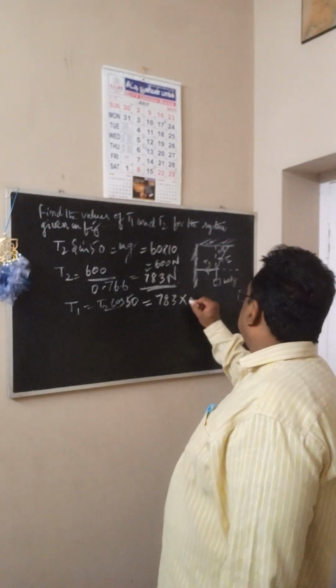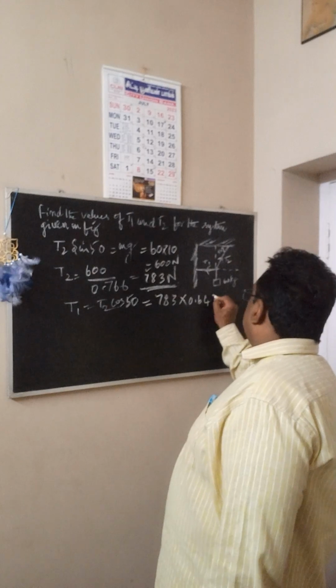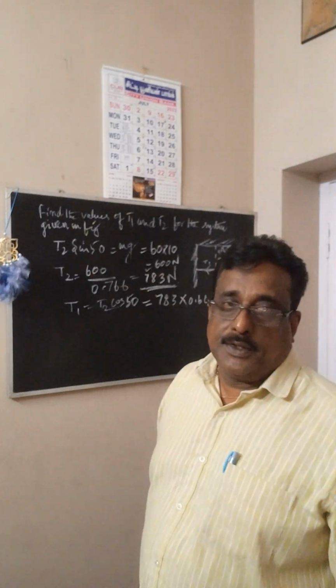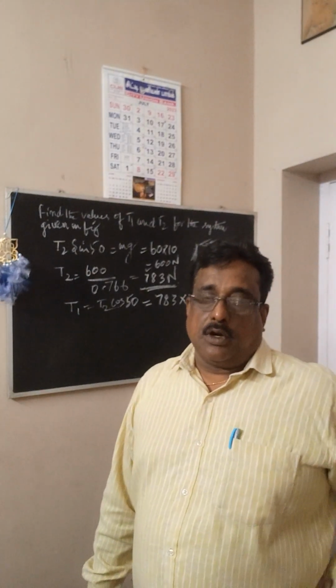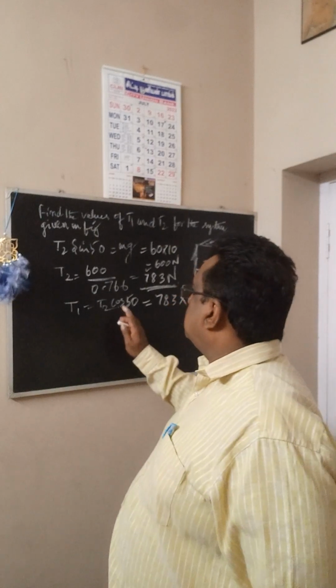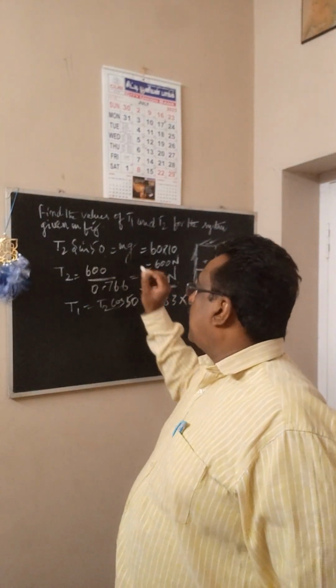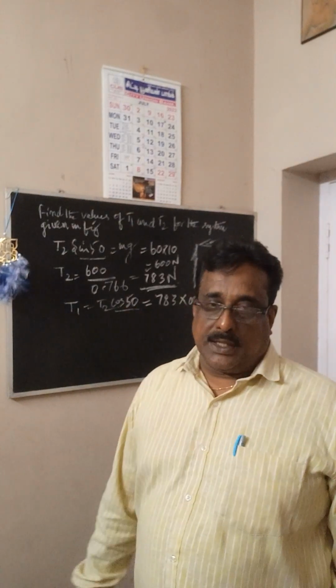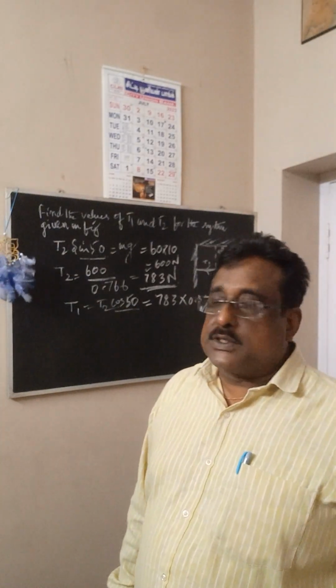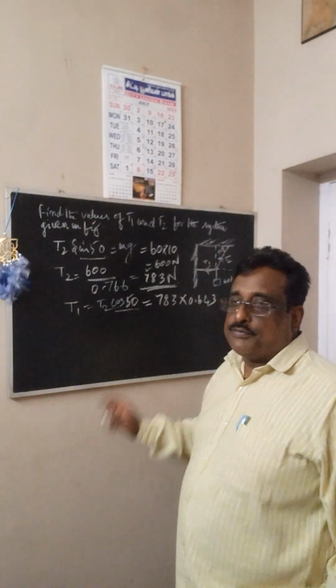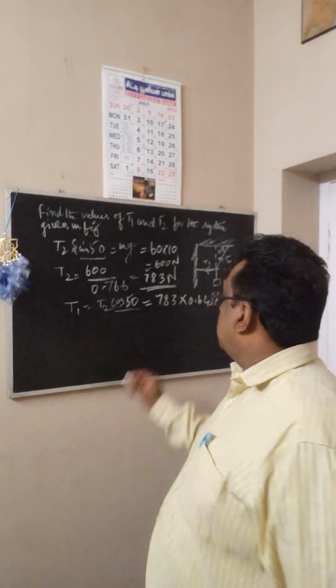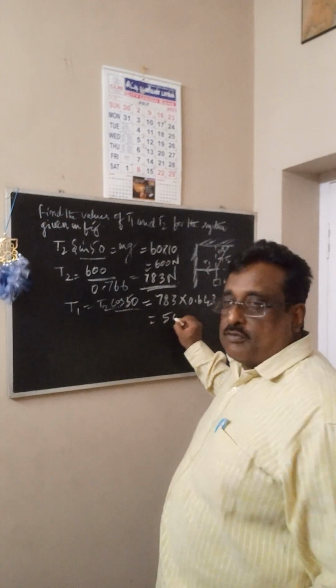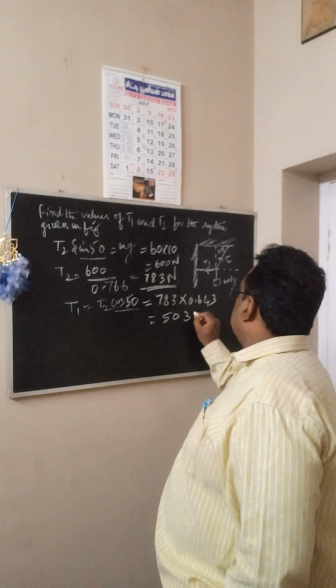0.643, which you can find out using logs, or if you go to the sines you can find the sin 50 value, and if you go to cosine you can find the cos values. So 783 into 0.643 is equal to 503 Newton.